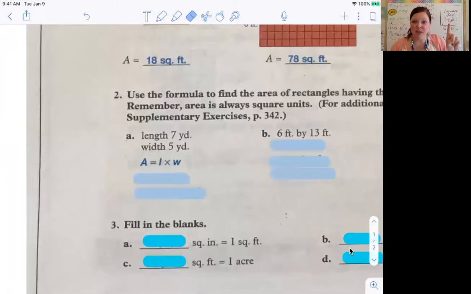The first step is always write your formula first. What's your first step? Write your formula first.